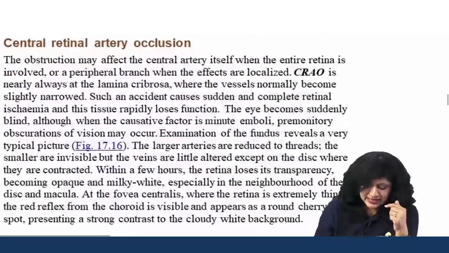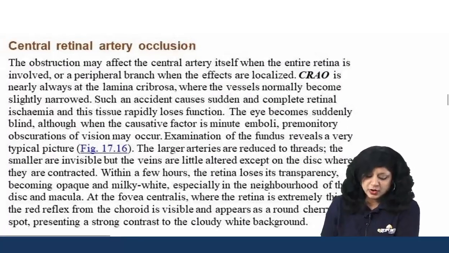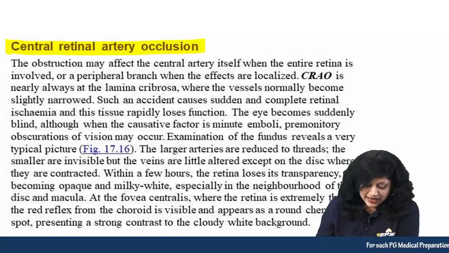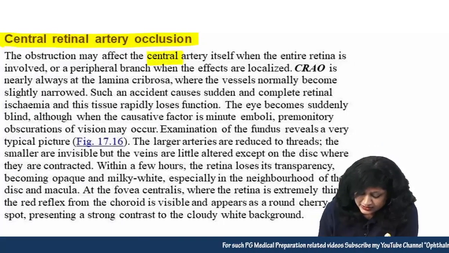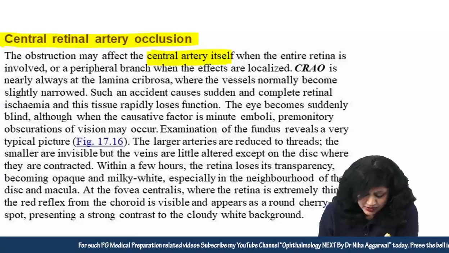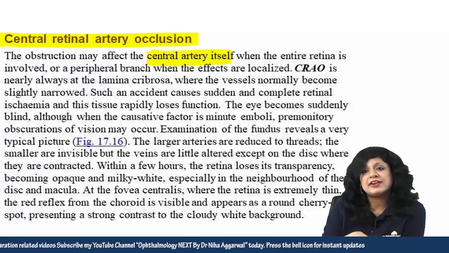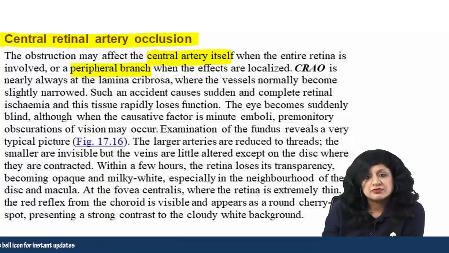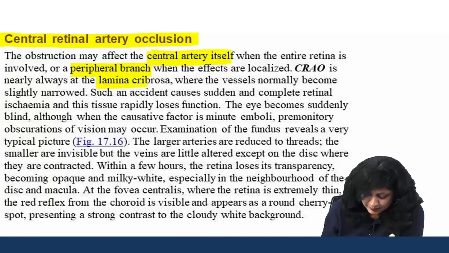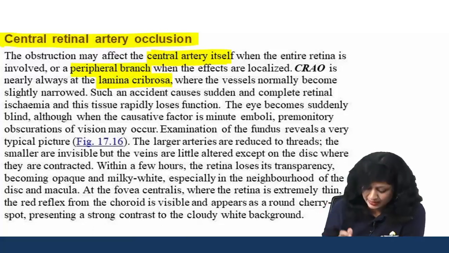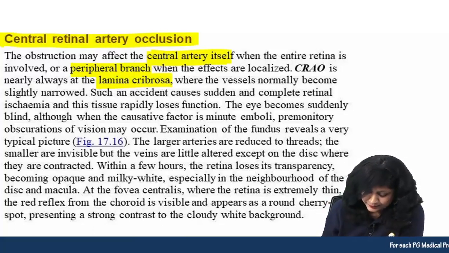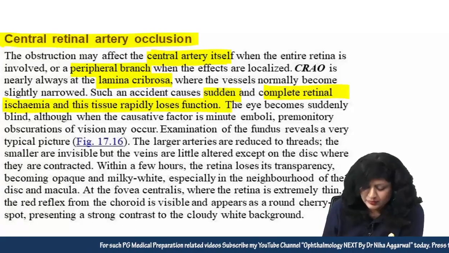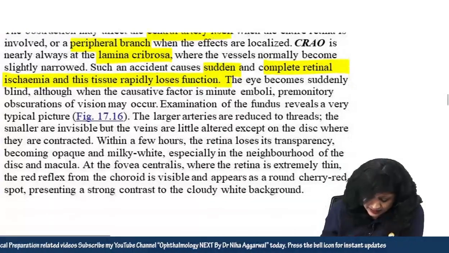So let's see central retinal arterial occlusion, because this is again an important topic where we are going to have a lot of questions. The obstruction may affect the central artery itself, where obviously the entire retina is affected, or it could be a peripheral branch where the effects will be localized. The site is nearly always at the lamina cribrosa. This you already know, the most common site is the lamina cribrosa. Vessels normally become slightly narrowed here. Such an accident will cause sudden and complete retinal ischemia, and therefore there will be loss of function. The eye becomes suddenly blind.